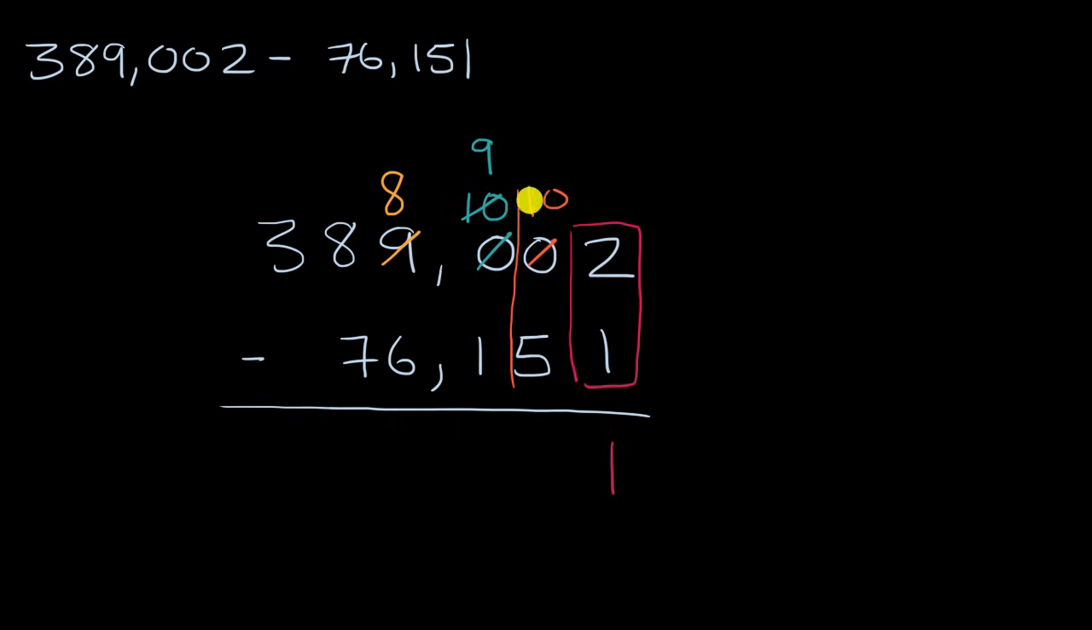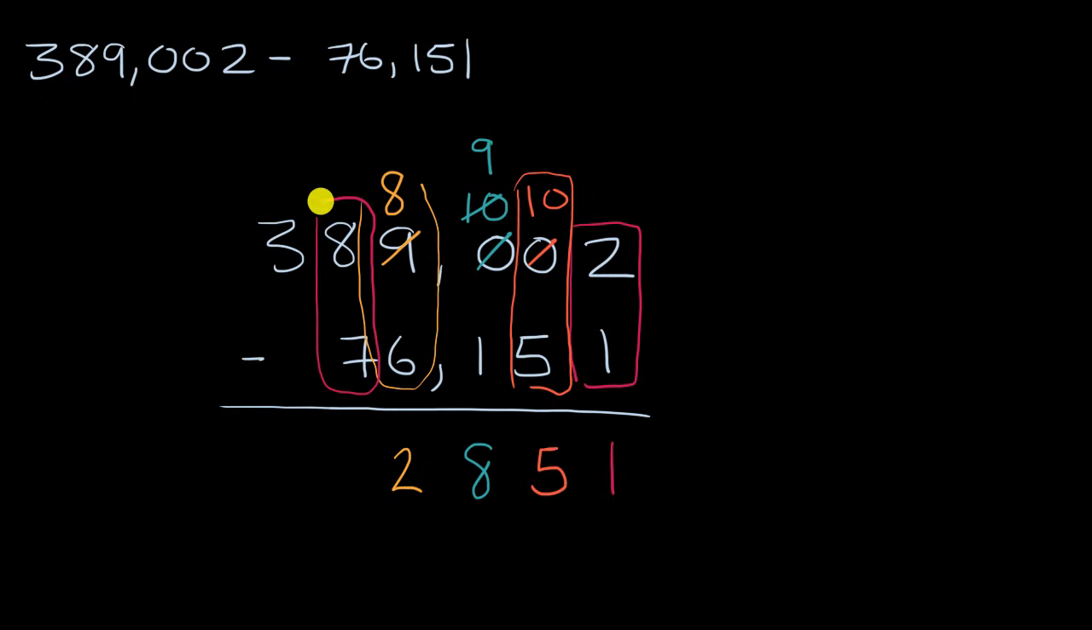And now I can keep subtracting. In the tens place, 10 tens minus 5 tens is 5 tens. I go to the hundreds place, 9 hundreds minus 100 is 800. I go to the thousands place, 8,000 minus 6,000 is 2,000. And then I can go to the 10,000s place. This is essentially 8 10,000s, or 80,000, minus 70,000, which is going to be 10,000, 1 10,000. And then last but not least, I have my 300,000s. So there you go, we're done.